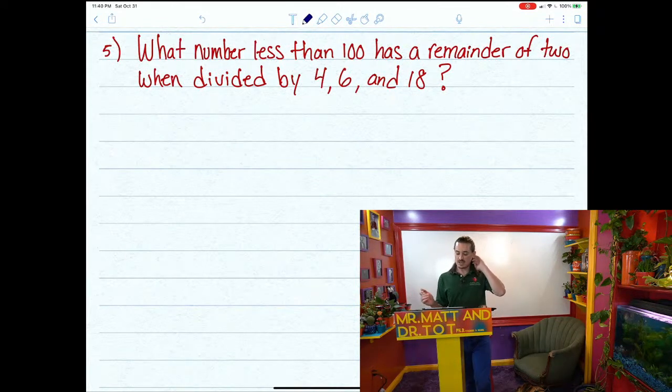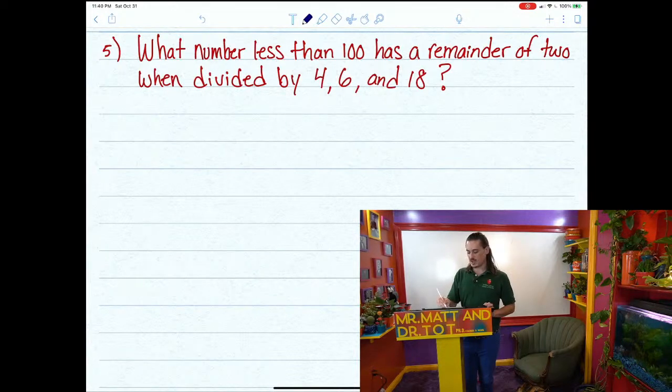So let's find the LCM of 4, 6, and 18. So I'm going to factorize these values. We have 4, 6, and 18. 4 breaks down into 2 times 2. 6 breaks down into 2 times 3. 18 breaks down into 3 times 6. And 6 breaks down into 2 times 3.